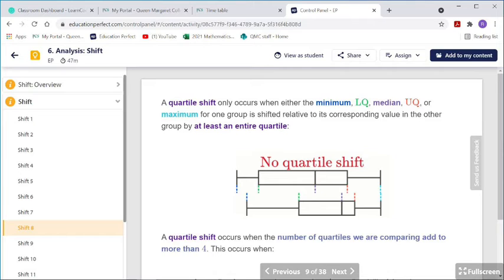All right. There is no quartile shift here. Even though this quartile is further over than this one, right? They still mostly overlap. Do you see that? The only time you would say there is a quartile shift is if one of these measures, the median or the lower quartile, goes beyond the median of the other. So let me show you what that looks like.